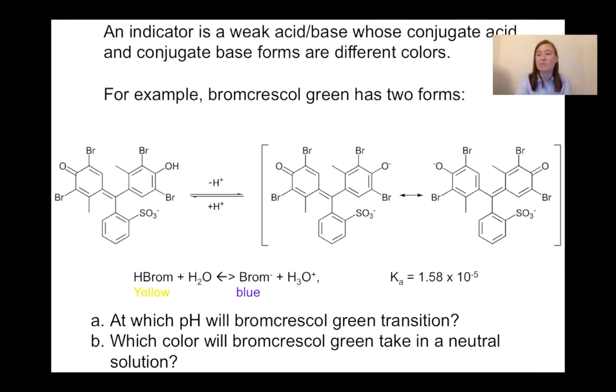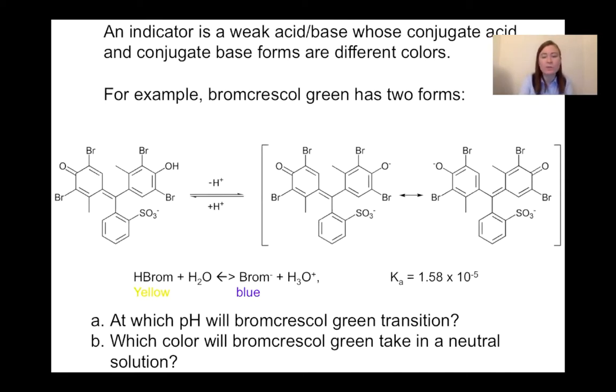At a pH below that, we're going to have a higher and higher ratio of yellow to blue, and so as we get lower and lower pH, we're going to get a yellower and yellower green until it just looks completely yellow. At a pH that's higher than that, we're going to have a higher ratio of blue to yellow, and so the color is going to look bluer and bluer until eventually it just looks blue.